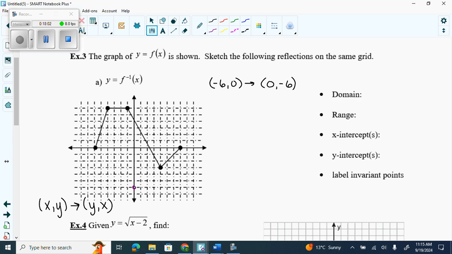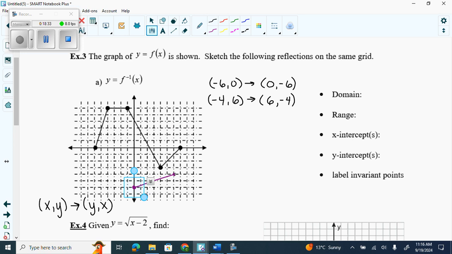Now remember, we do coordinate by coordinate. It's going to be a straight line between the next one. The next one is negative 4 and 6, and what's it going to become? 6 and negative 4. 1, 2, 3, 4, 5, 6. 1, 2, 3, 4. Connect.